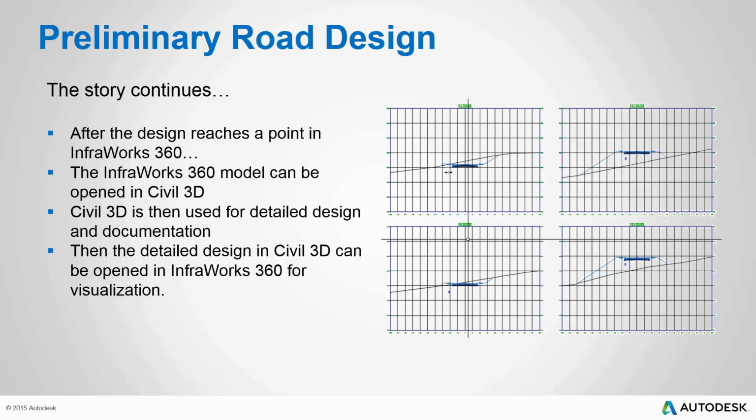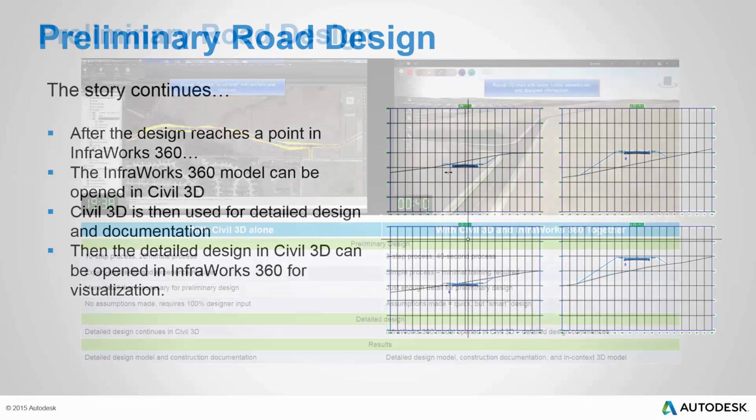Once we've done detailed design and documentation in Civil 3D, we can take that information and open it in InfraWorks and show that detailed design in the context of all that surrounding data, the terrain, the buildings, the roads, the water features. And we're able to tell the story of that design so much more clearly and with so much more detail because we've got it in that context.